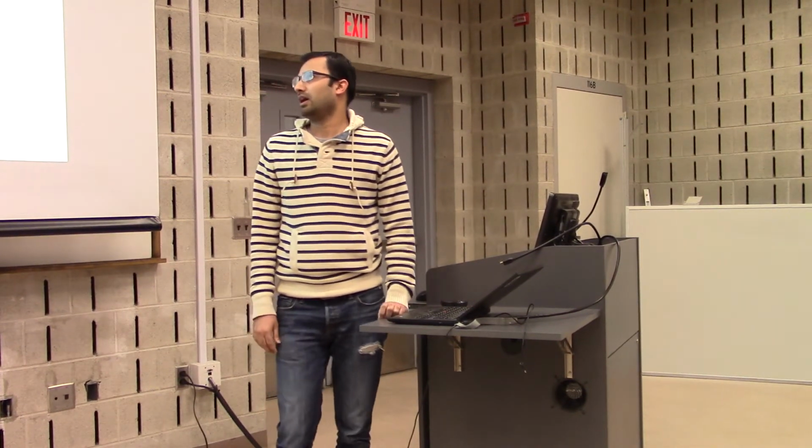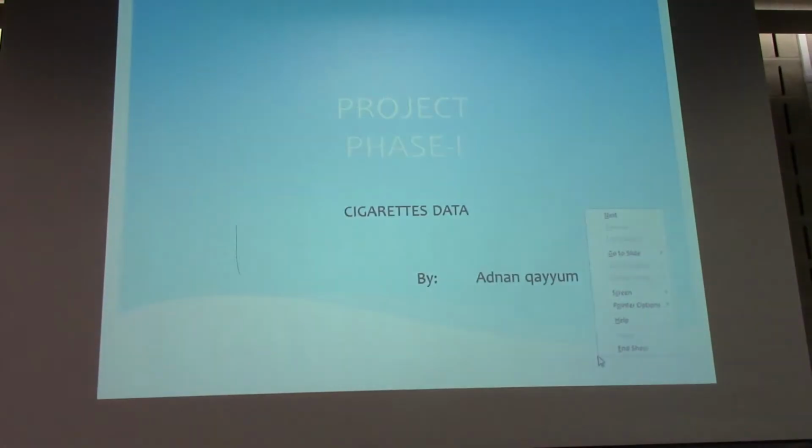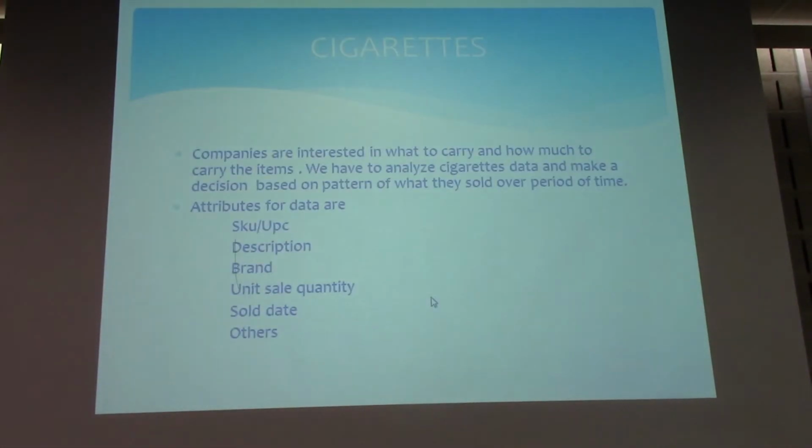Hello everybody. The data I chose is secret data, and the reason I chose this data is that a lot of companies are interested in what to carry and how many products they have to carry. To analyze their sales, we have to see how many SKUs those companies carry, and for that the attributes that I have are SKU, description, brand, unit quantity, sold date, and others. Actually, we have to mine the data on how many SKUs they have to carry over a period of time.